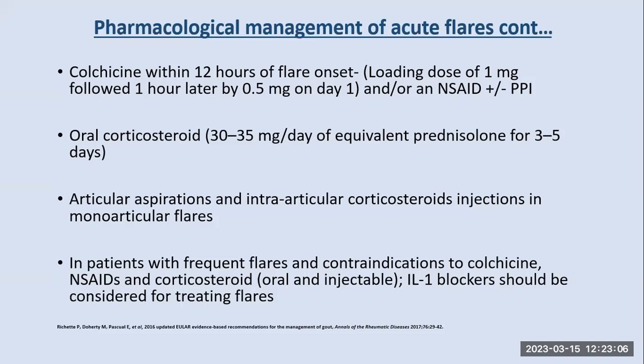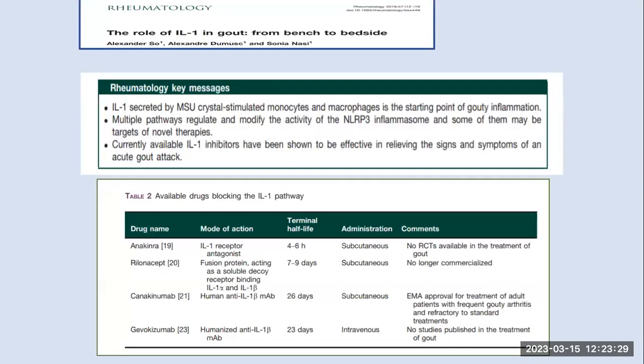Articular aspiration and intra-articular corticosteroids are useful in monoarticular flares, and in patients with frequent flares and contraindications to colchicine, NSAIDs, and corticosteroids, you can use IL-1 blockers, which is not available in Sri Lanka. IL-1 blockers are anakinra or canakinumab.